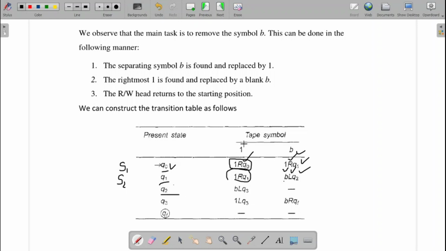In Q2, what will I do? The last one of S2, I will replace with the blank. Then the left movement and change the state to Q3. Once I am in Q3, for all the ones, I will just write 1 as it is, left movement, and come back till the beginning of the string. At the beginning I have blank. Blank, then the right movement, then change the state to QF. QF will be my final state. This is how we go about designing the Turing machine for concatenation.